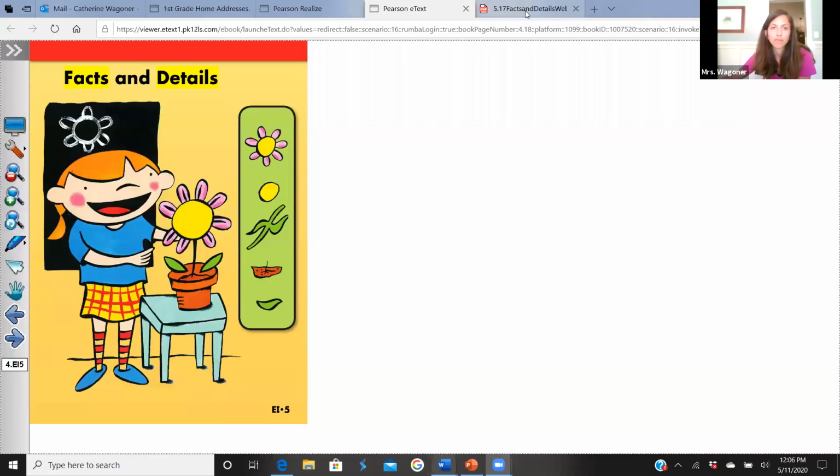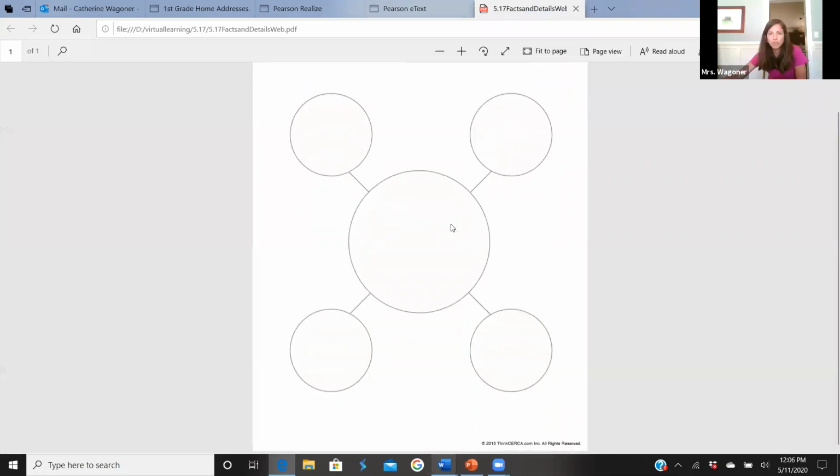Okay, we're going to be working on a facts and details web. So let me pull it up for us. Okay, so in this story, the family gathers at Grandpa and Grandma's house to celebrate Thanksgiving. So in the middle of our web, I'm going to write that. Let's see if I can do it with the text box.